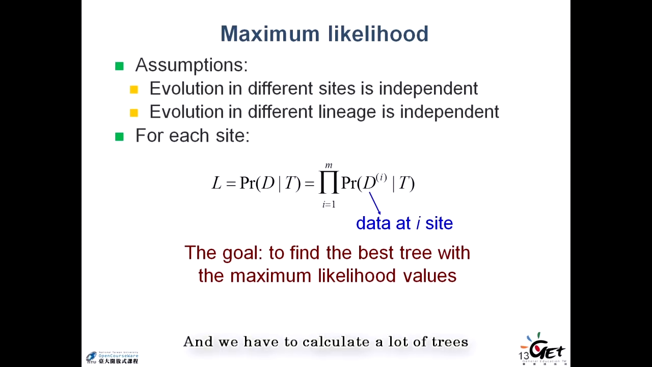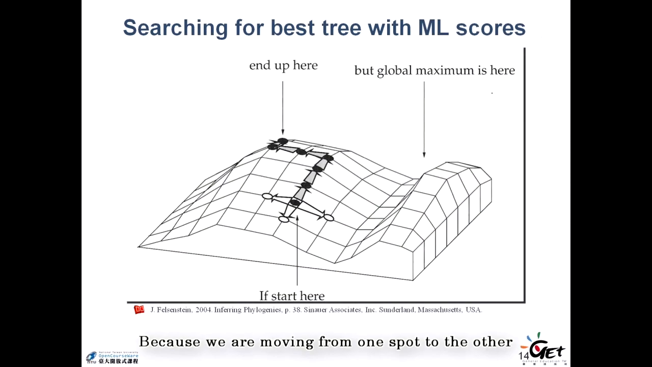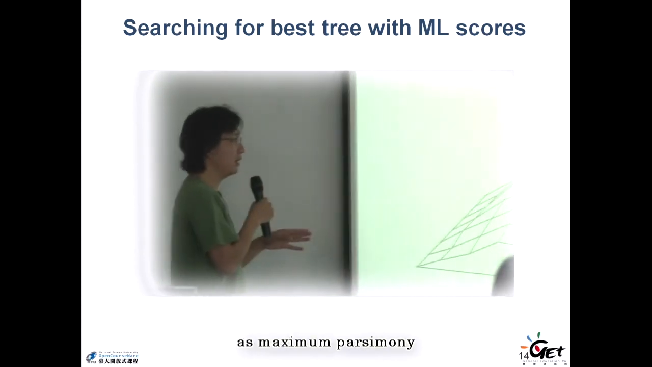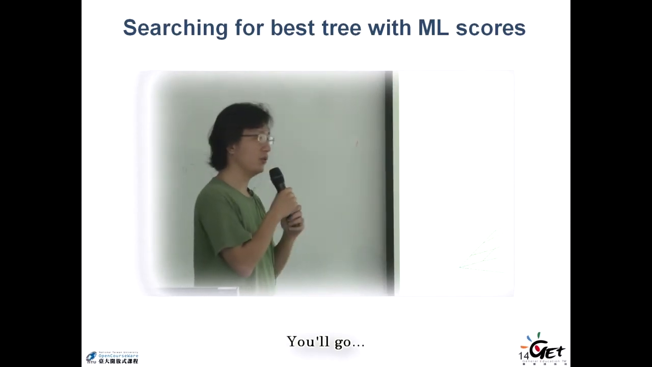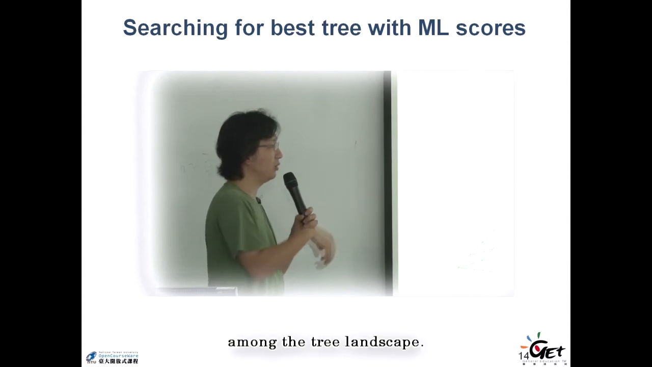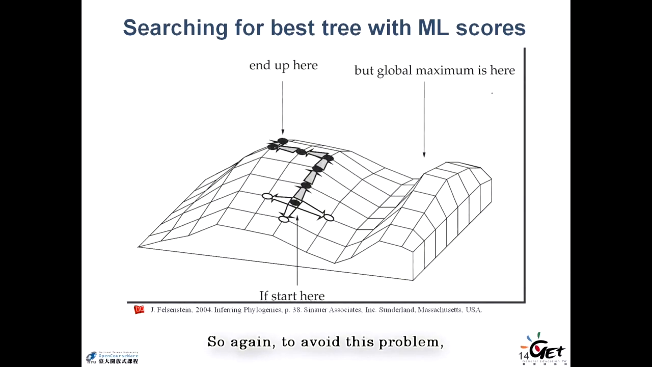And we have to calculate a lot of trees, just like the maximum parsimony case. Because we are moving from one spot to the others, and just to evaluate the likelihood value between here and also here. So you will face the very same thing as maximum parsimony, as you will get trapped. It's possible to be trapped in a tree island among the tree landscape. So again, to avoid this problem, the best way is to have random starting points, as many as possible, starting from here or from there. So the more, the merrier.